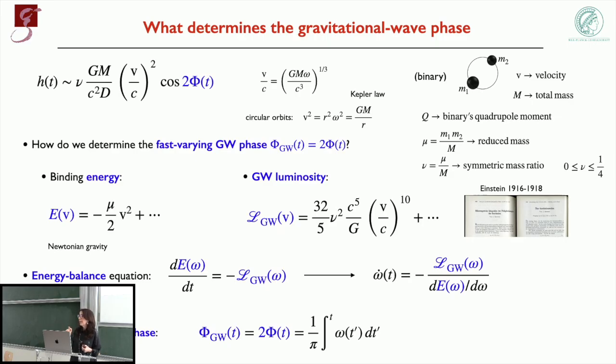So this is just to say that there are two important ingredients here, at least for the inspiral. You have to know very well the binding energy, and you have to know very well the emission of gravitational waves. Of course, you cannot just use the leading order terms here. You will get something that is not correct. And you have to add corrections, as we will see in a moment.